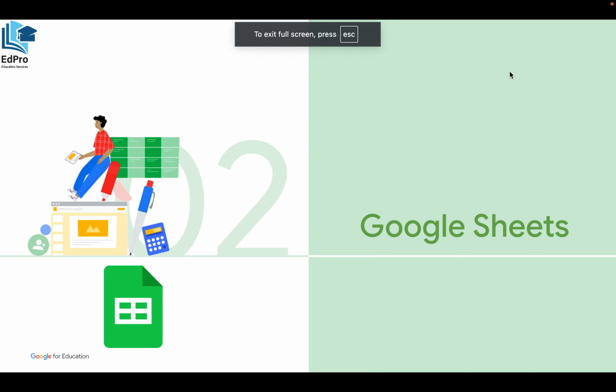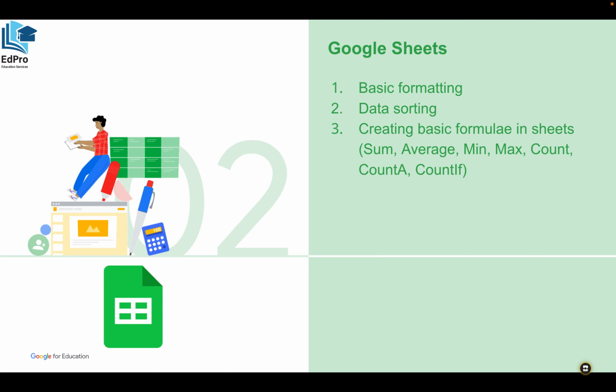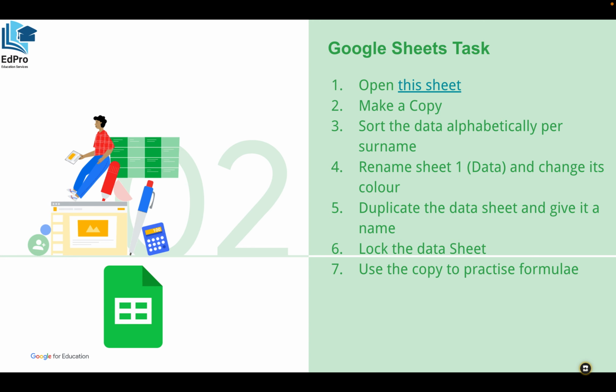Through some of the features of Google Sheets, the basic ones. So we're going to go over basic formatting, data sorting, creating basic formulas in Sheets such as sum, average, minimum, maximum, count, count A, count if. So in order to make it interactive, this is what we are going to do in this short video.